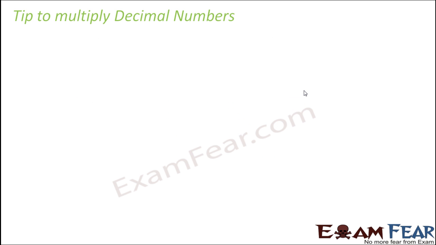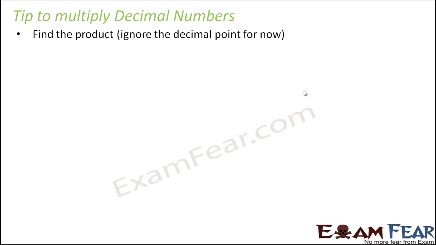Now let's say that you have to multiply two or more decimal numbers. Let us first deal with multiplication of two decimal numbers. I will give you certain steps. Just follow those steps and you will be able to find the product. Step number 1: find the product, ignoring the decimal point for now.